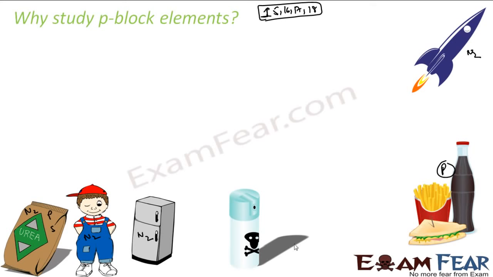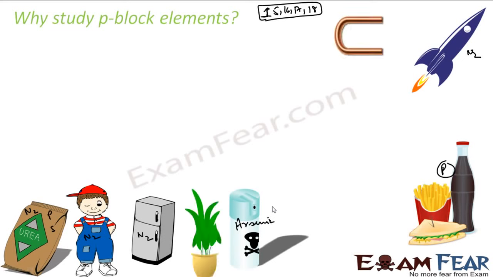You want to make insecticides, weed killers, so here we use arsenic. And arsenic is again my P-block element. If you see the alloys, we use antimony also a lot. Antimony is my P-block element, right? If you talk about the oxygen which we breathe, which the plants take, oxygen is my P-block element. The most critical element for our survival is oxygen, and that is a P-block element.